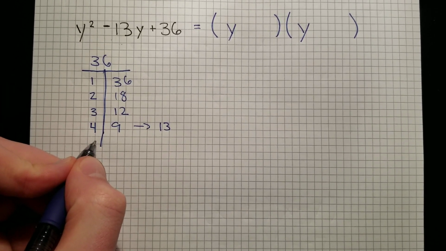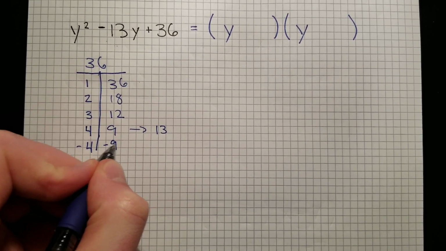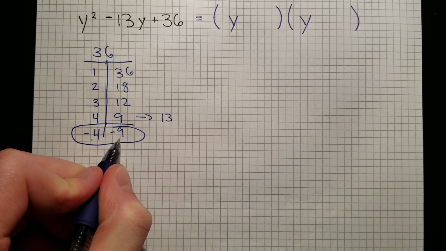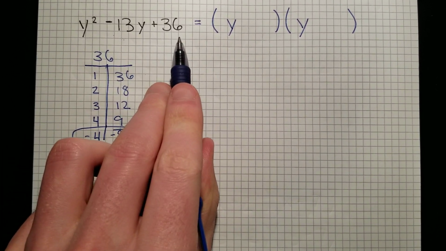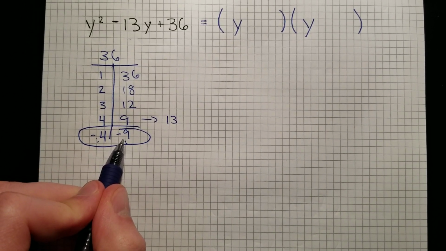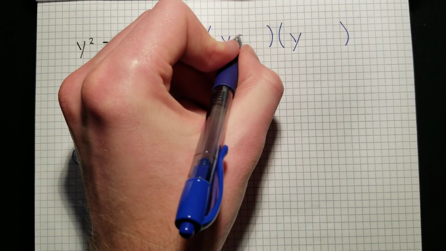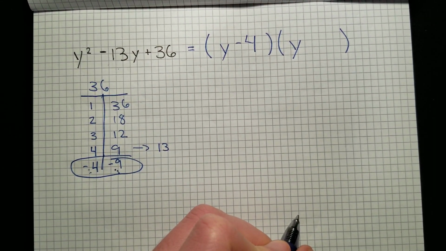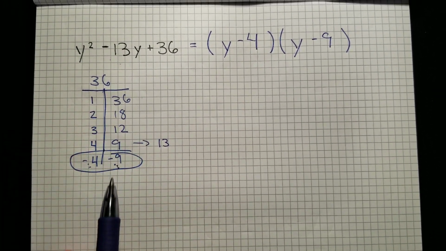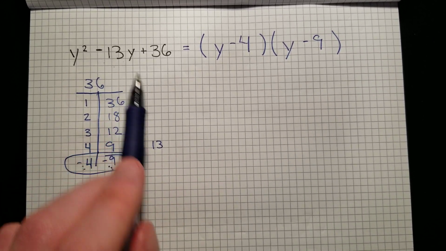But if we change that, so that is a negative 4 and negative 9, that's going to work, because a negative number times a negative number is going to be a positive 36, so that works. And negative 4 plus negative 9 is negative 13, so that's going to work out when we add those. So if I put a negative 4 here and a negative 9 here, that's going to be our answer, because those two multiply together to get that, and they add together to get that number.